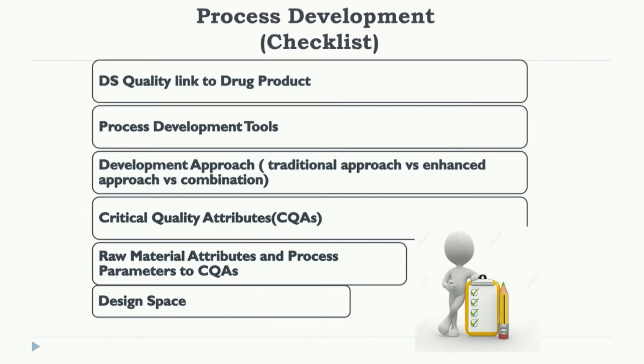So in the process development checklist, we have to check the DS quality links to the drug products, where we have to check all the quality parameters of drug substance before finally formulating it to the drug product. We have to think what kind of process development tool we are utilizing. It is the quality by design, the design of experiment, the process analytical technology, what kind of development approach we are putting on to develop our product. The traditional approach, which we are utilizing right now, the enhanced QbD-based approach, and combination of both QbD-based and traditional to optimize our process, make it more effective.